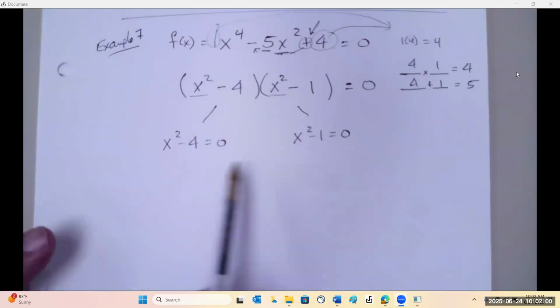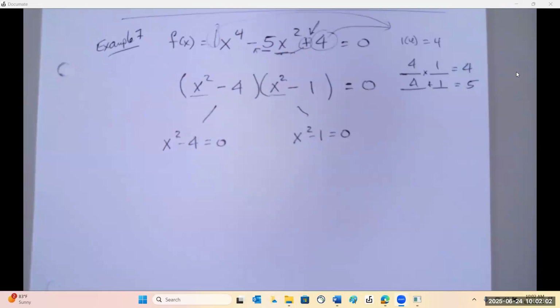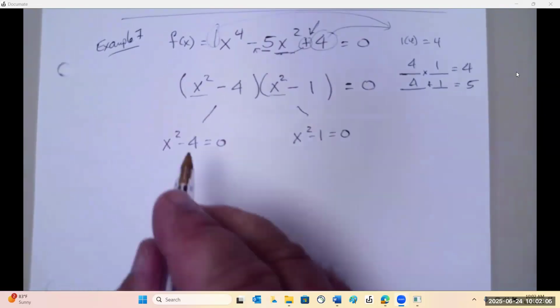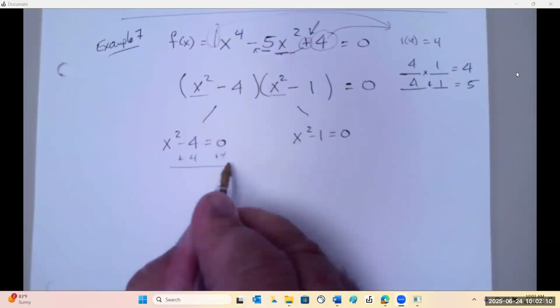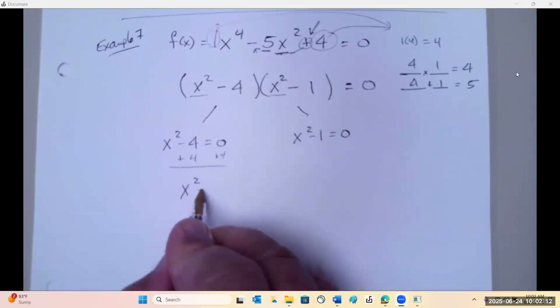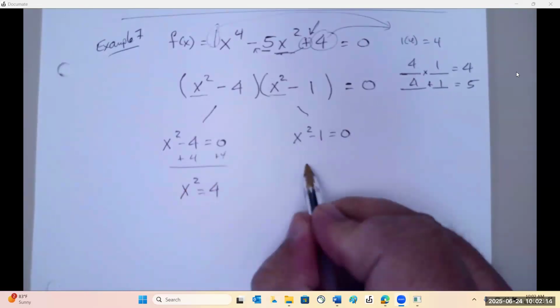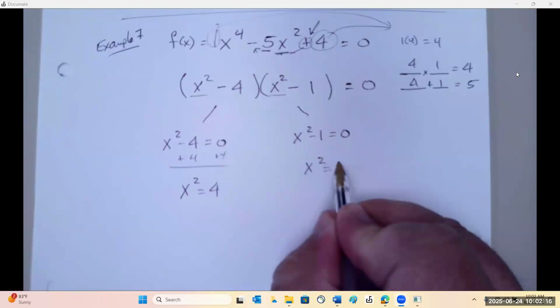And I'm going to show you another one. We have methods for factoring these as well. But it's only 2 terms. I could add 4 to both sides. So I have x squared equals 4 and x squared equals 1.